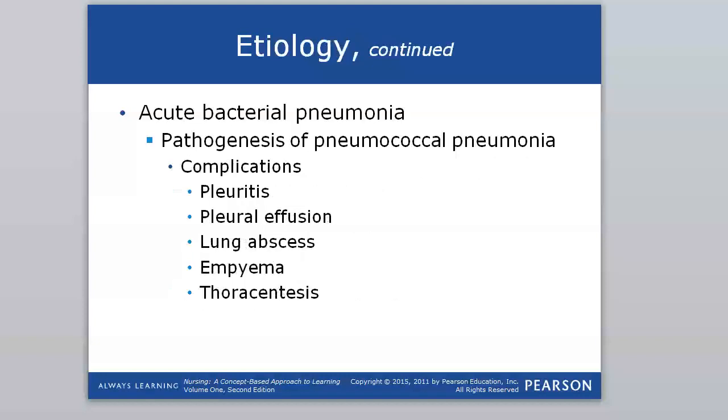The thing we worry about with pneumonia is the complications that can occur, such as pleuritis, where there's an inflammation in that pleural lining, causing a lot of pain, especially on inspiration. Pleural effusion, where the patient accumulates more fluid in that pleural space. Maybe this is why they have to have what we just talked about, such as a thoracentesis, a lung abscess, empyema, or thoracentesis. All right.